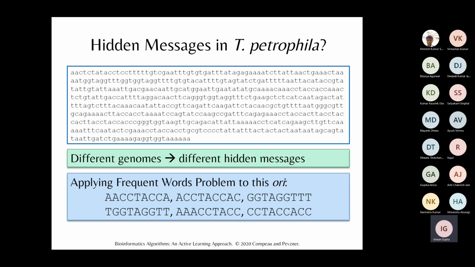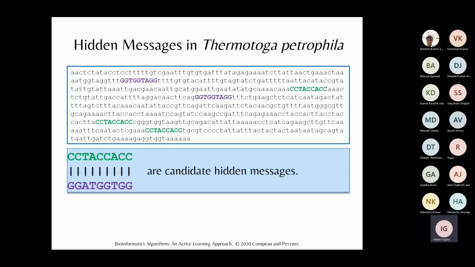From this example, it basically shows that if you have a different genome, you are going to have different hidden messages or different DNA box binding boxes in different organisms. Therefore, in order to find the origin of replication or these DNA box binding sites, you have to run this algorithm for every new species again. All right. But we have not solved the complete problem.